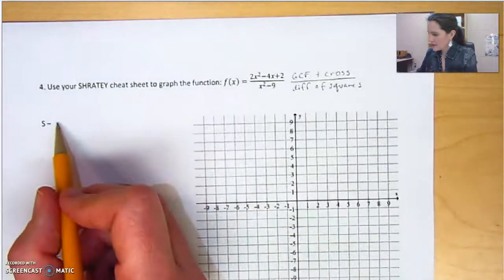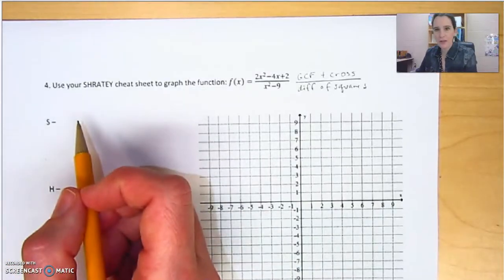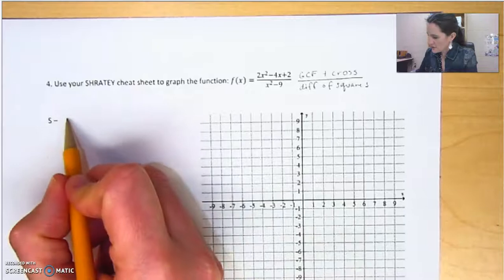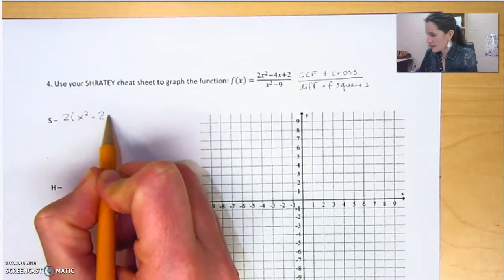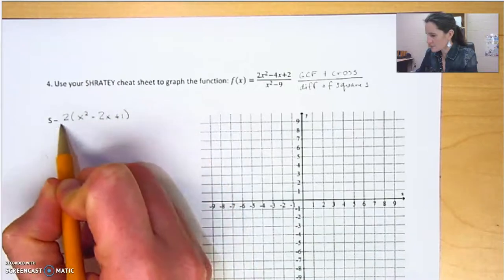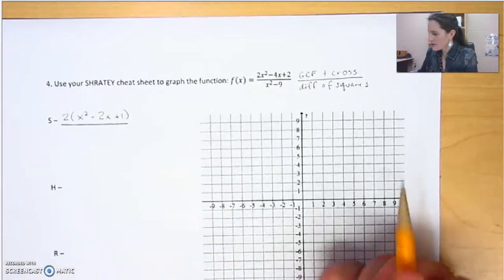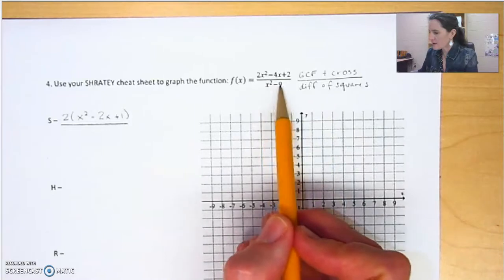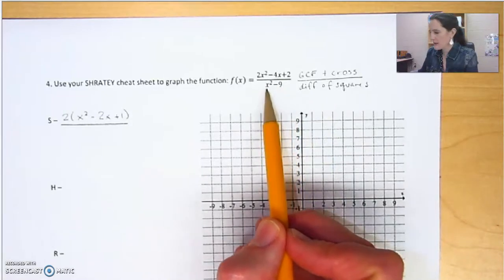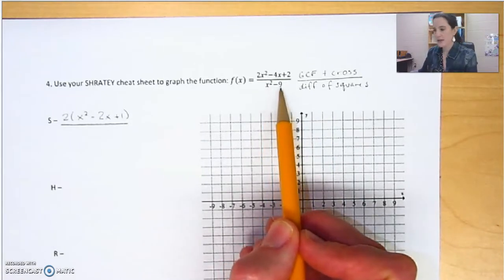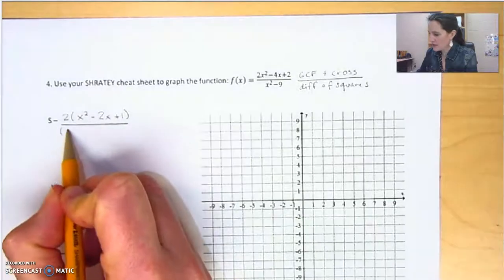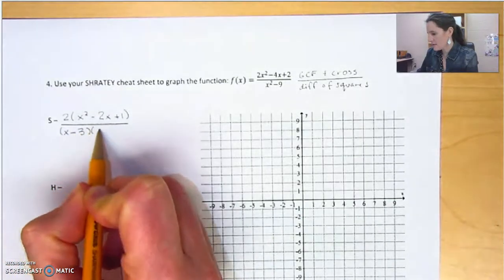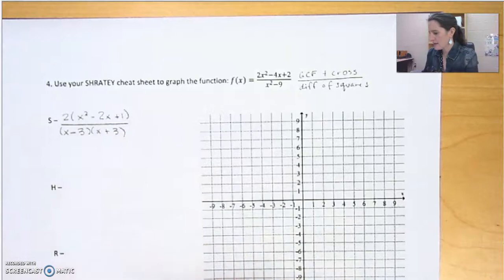So coming over here, I'm going to do GCF on the numerator first. So that's pulling out the 2, leaving me x squared minus 2x plus 1. And then difference of 2 squares on the bottom, you square root each of these terms. So that gives me x here and 3 here. And then you make factors with it by doing a plus version and a minus version with those 2 terms. So x minus 3, x plus 3.